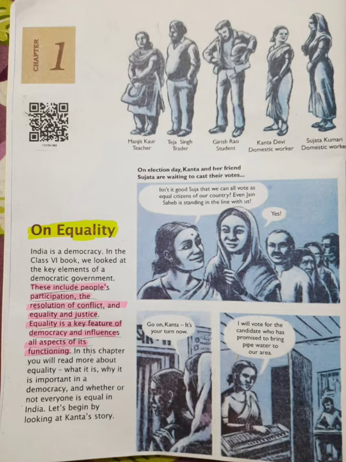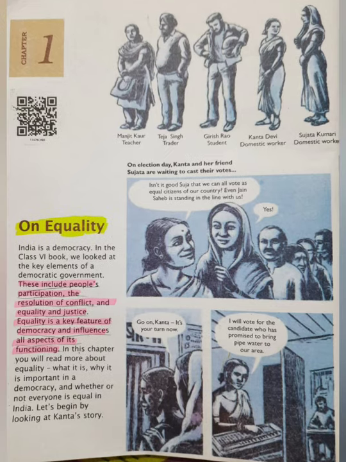In the class 6 book, we looked at the key elements of a democratic government. These include people's participation, the resolution of conflict, and equality and justice. Equality is a key feature of democracy and influences all aspects of its functioning. In this chapter, you will read more about equality, what it is, why it is important in a democracy, and whether or not everyone is equal in India.